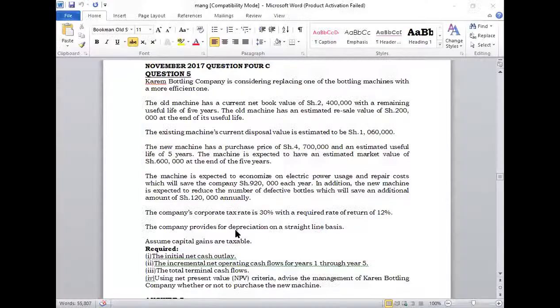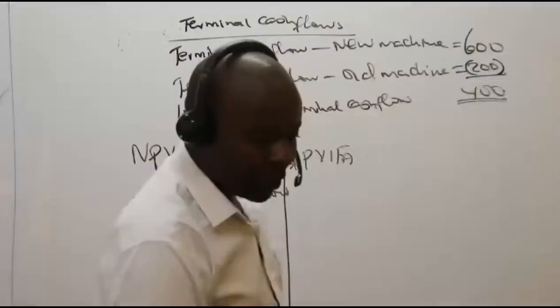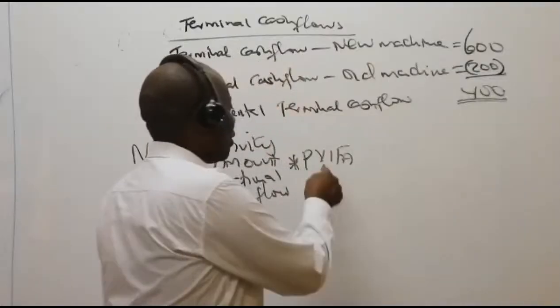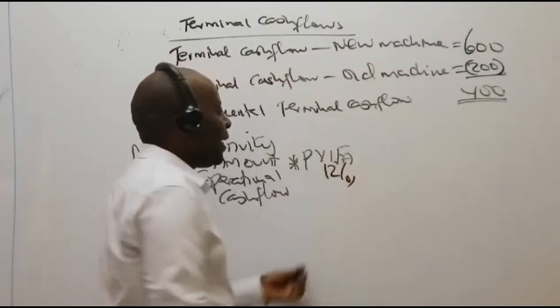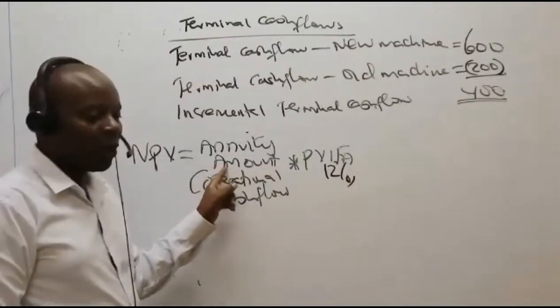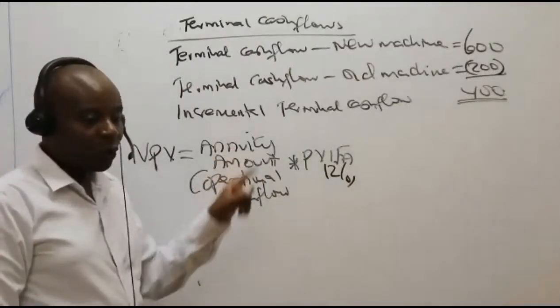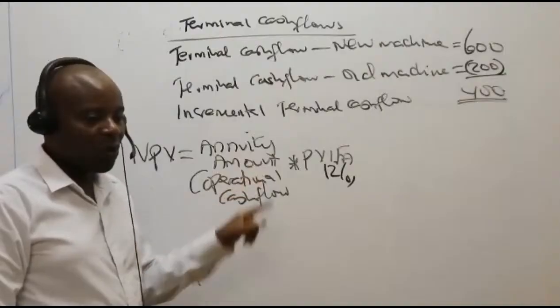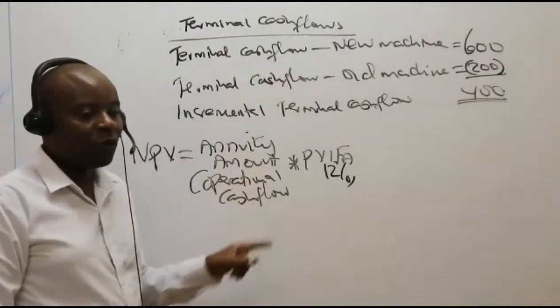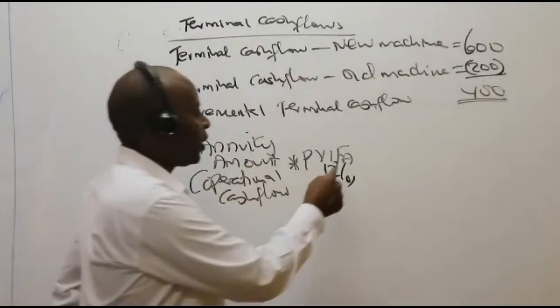Cost of capital. You can see the required rate of return is 12%. So at 12%, for how many years are we going to enjoy this annuity amount? It has to be the number of years of the new machine. So 5 years.